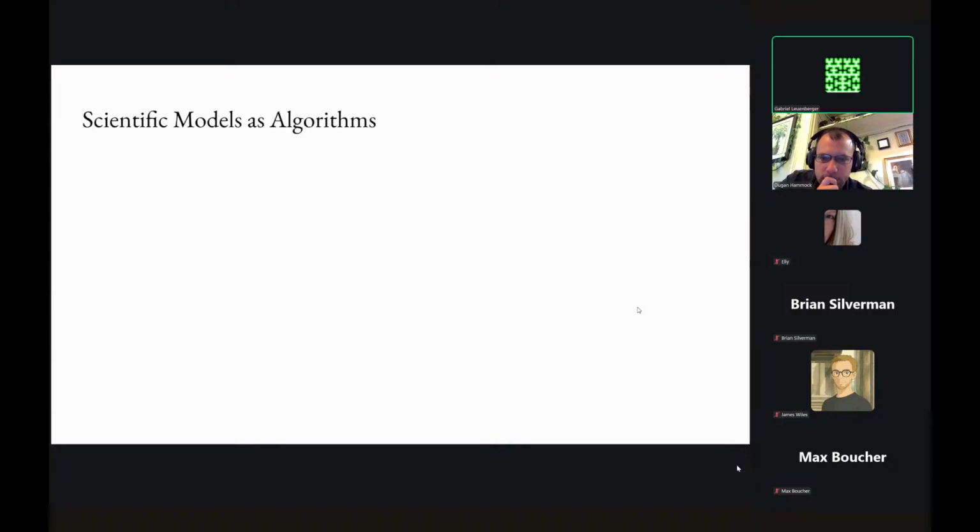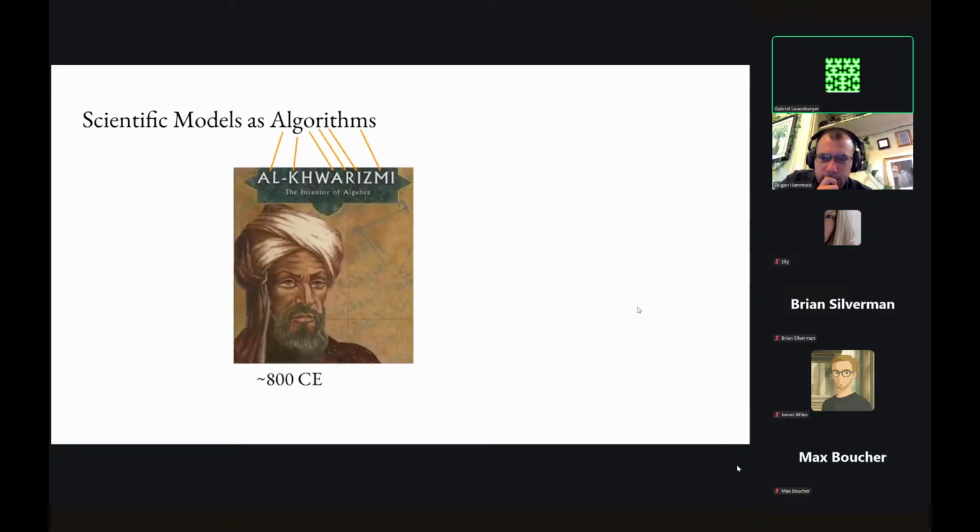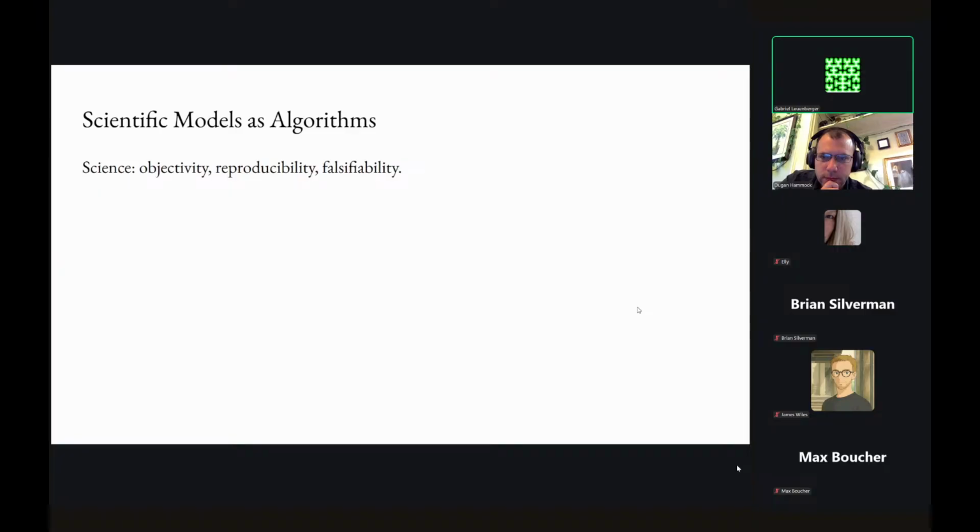And now come to model complexity. Scientific models as algorithms, and algorithm is the name that comes from this guy that lived a long time ago. Objectivity, reproducibility, falsifiability. That's how scientific models should be. They should be clear enough such that you cannot manipulate them to circumvent falsification.